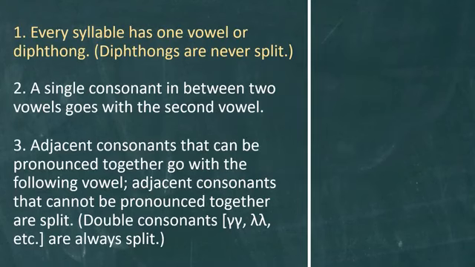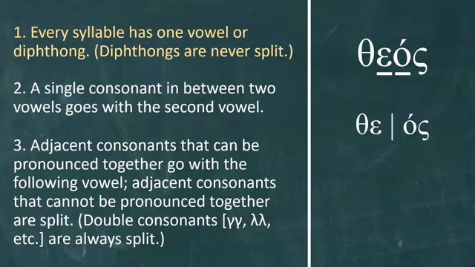Every syllable has one vowel or diphthong. Take for example the word theos. We see that there are 2 vowels, the epsilon and the omicron, so we know that according to Rule 1, this word must have 2 syllables. The first rule also tells us that each of these syllables must contain one vowel. Therefore, there is only one possible way that this word can be divided.